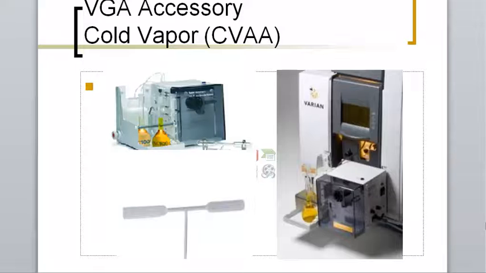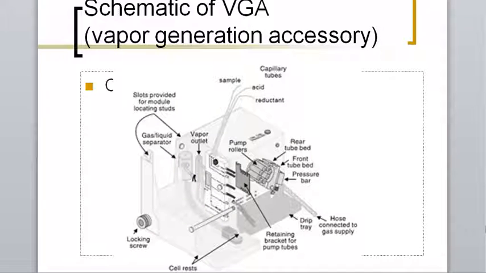Here's the attachment, the same attachment that is up here to the top left. That same attachment is over here to the right, and that gets put onto the front of the machine. So it's as simple as that. That is what the attachment looks like. If we want it to look more like a schematic, here we see the pieces and the parts that are identified and labeled.